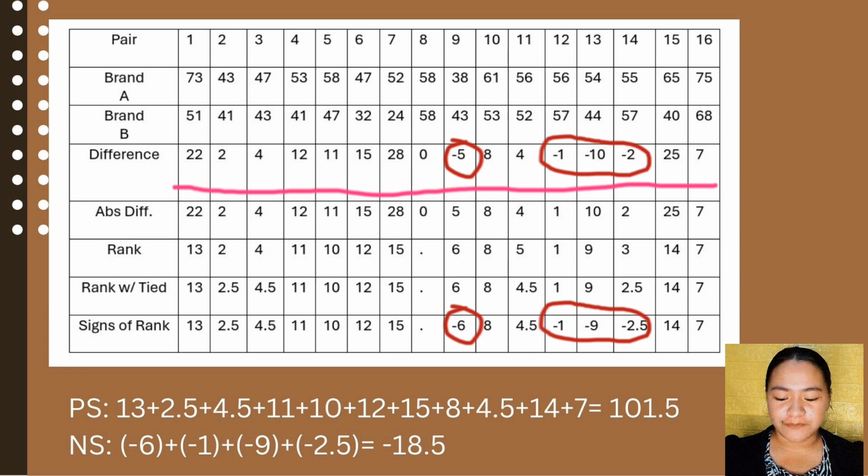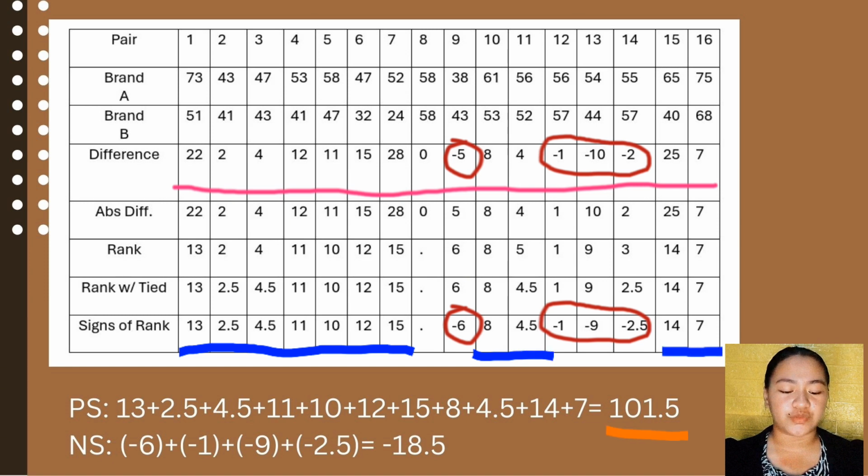So, for the positive differences, we have 13 plus 2.5 plus 4.5 plus 11 plus 10 plus 12 plus 15 plus 8 plus 4.5 plus 14 plus 7. So ang result is 101.5 for the positive differences. For the negative differences, we have negative 6 plus negative 1 plus negative 9 plus negative 2.5. So our result is negative 18.5 for the negative differences.